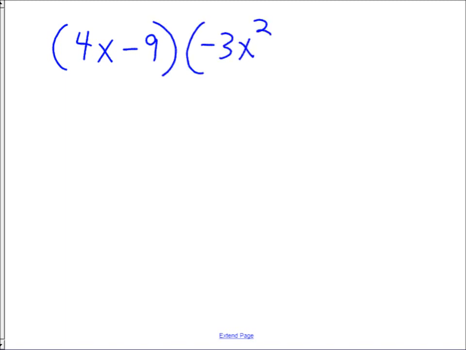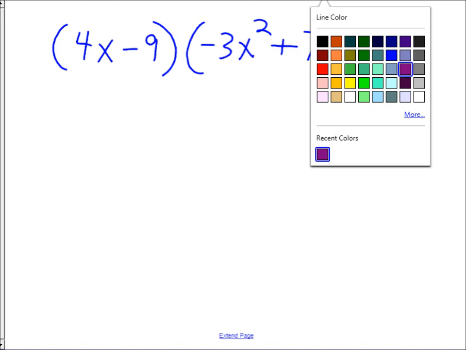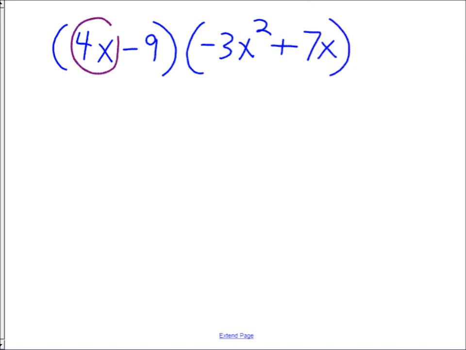Let's do another example together of multiplying 2 binomials. Here we have 2 binomials with a little bit higher exponents and more variables: the quantity 4x minus 9, times the quantity negative 3x squared plus 7x. The process that we used before is no different. So first I'm going to take 4x, the first term of the first polynomial, and multiply it to each term of the second polynomial. So 4x times a negative 3x squared will be negative 12x to the third.